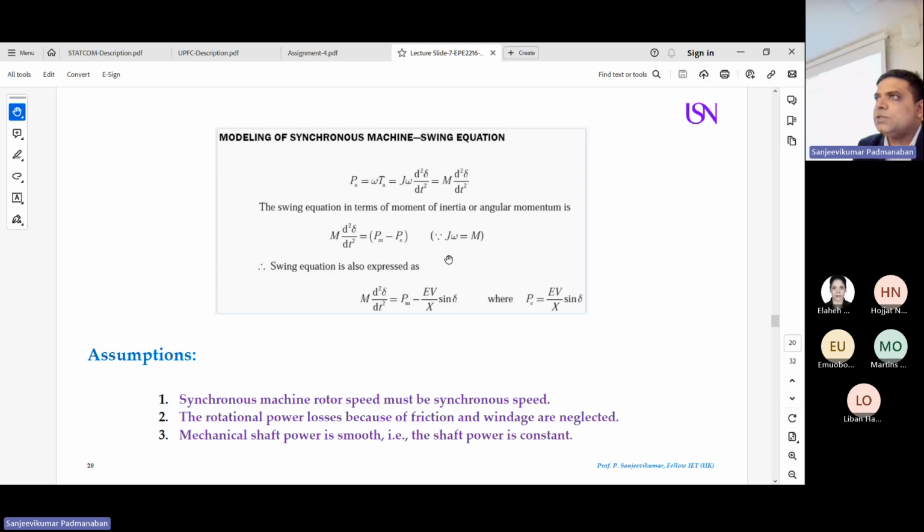These three we consider, and we find these equations. So if you want to model a swing equation of a synchronous machine, these three are the assumptions based on which we derived M into d square delta by dt square equals Pm minus EV divided by X into sine delta. It's clear to you? By this model, you can easily further model your synchronous machine. It's clear to you?